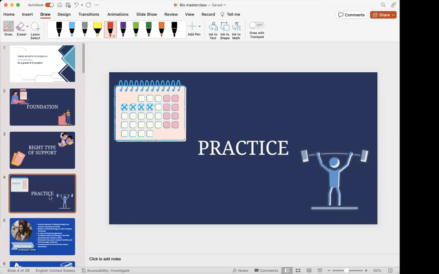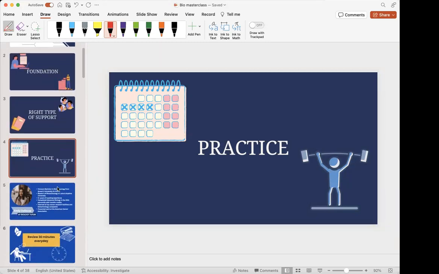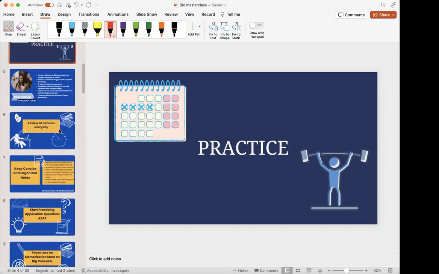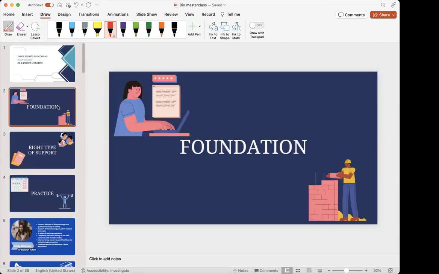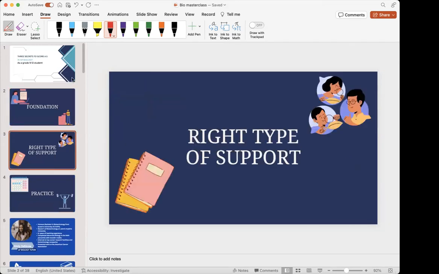Okay, so practice is going to be very, very important. Multiple choice questions, FRQ application-based questions, and then I'm going to go through a couple tips for studying, which is going to be helpful being able to get your notes ready and to get you prepared for the AP exam. Okay, so this is our 3 pillars. We started off with foundation, right type of support, and then we did practice.